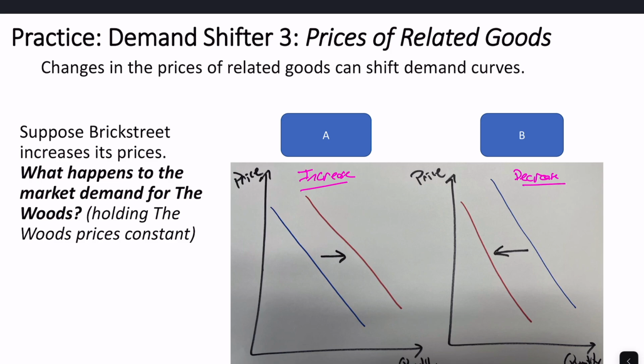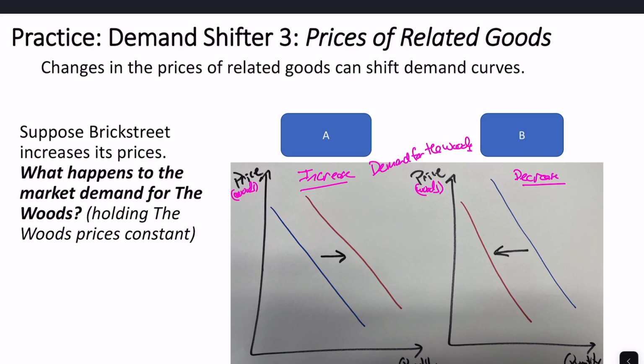So for example, suppose Brick Street increases its prices. What happens to the market demand for the woods, holding the woods prices constant? So let's just think about the price of a pint of beer. And so what we have here in our graphs is the demand for the woods. We've got to keep that straight. Demand for the woods. And so this price here is the price of a beer at the woods in both of these graphs.